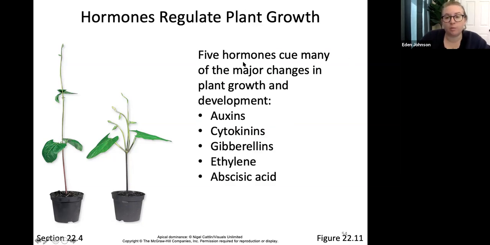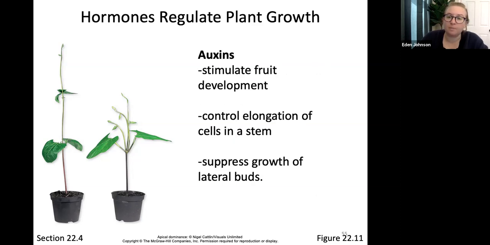5 major hormones that we will talk about in this lecture are going to play major roles in plant growth and development: auxins, cytokinins, gibberellins, ethylene, abscisic acid. We're going to talk about each one of these right now. So auxins stimulate fruit development. They're going to promote the growth of fruit, control elongation of cells in a stem, which we'll talk about later with phototropism. This is important.